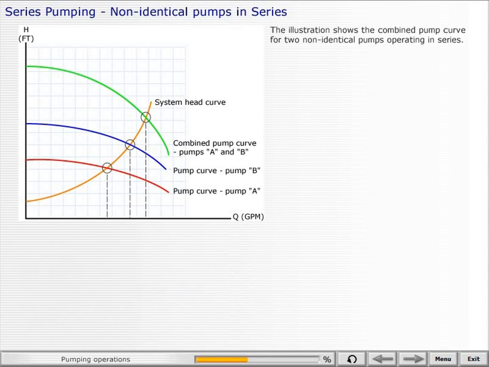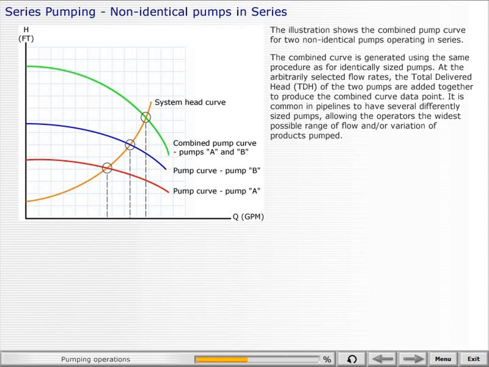The illustration shows the combined pump curve for two non-identical pumps operating in series. The combined curve is generated using the same procedure as for identically sized pumps. At the arbitrarily selected flow rates, the total delivered head of the two pumps are added together to produce the combined curve data point. It is common in pipelines to have several differently sized pumps, allowing the operators the widest possible range of flow and/or variation of products pumped.